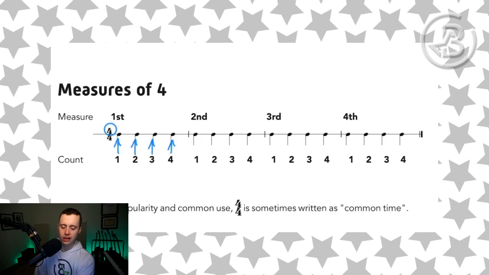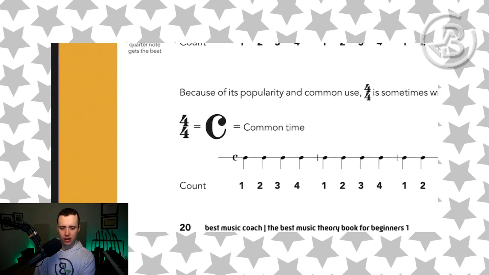And we can also see that in each one of these 4 measures, there are 4 quarter notes, and each quarter note gets a beat or gets a count. Another way of saying that is it aligns with the beat, it aligns with the count. Another way of saying that is each quarter note is only worth 1 beat or 1 count worth of time. Let's look at one more time signature.